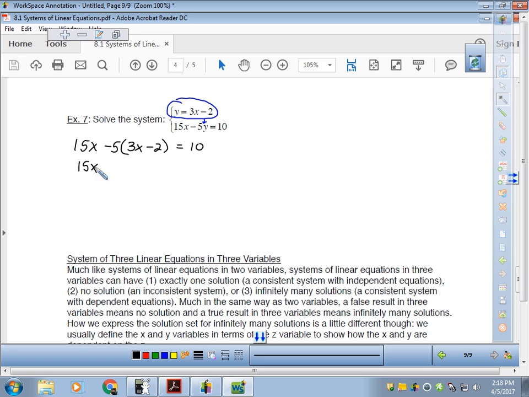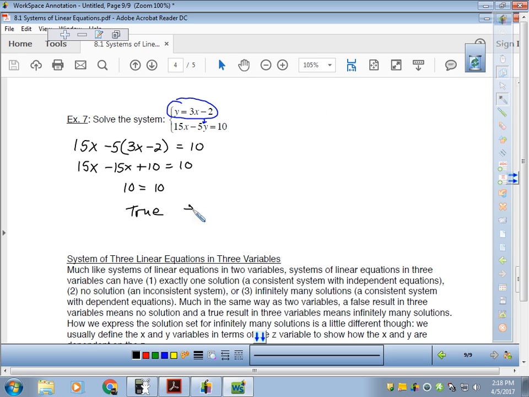So 15x, we're going to distribute the negative 5 in. Negative 5 times 3x is negative 15x. Negative 5 times negative 2 is positive 10. Combine like terms, 15x and negative 15x cancel out. So I wind up with 10 equals 10. Well, is that a true statement? Does 10 equal 10? Yeah, that is true.